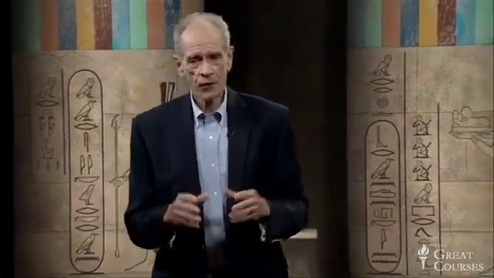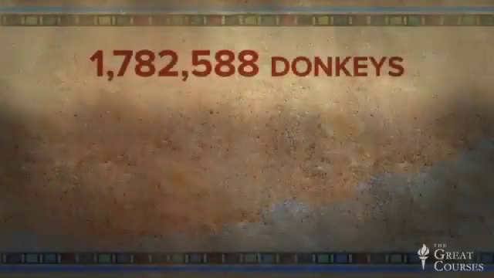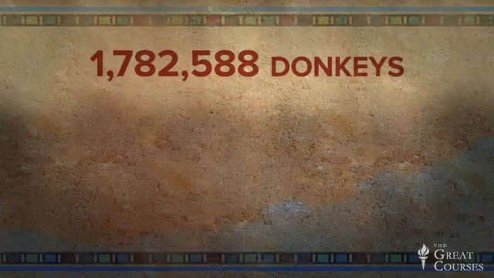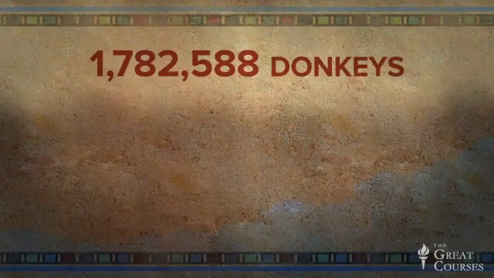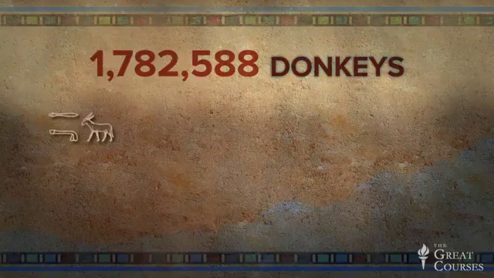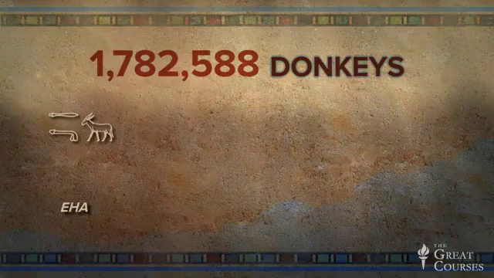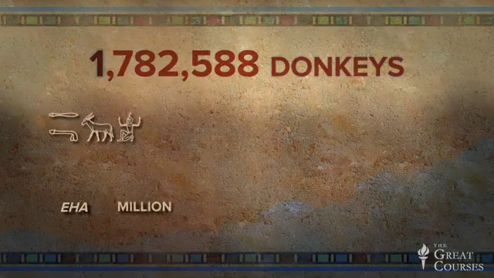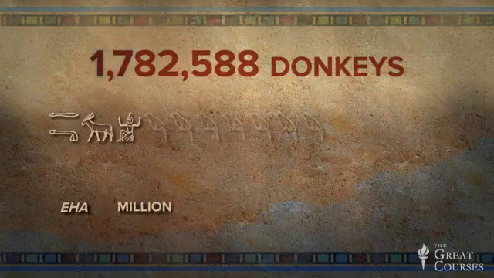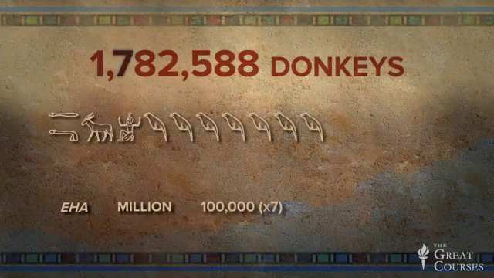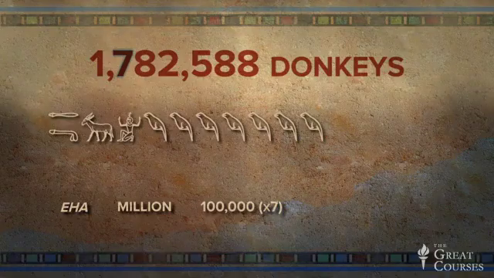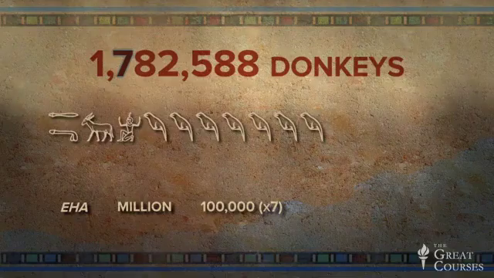So, if we wanted to write 1,782,588 donkeys, we would start with donkey. And remember, it's onomatopoetic. It sounds like a donkey. E'ah. Then we add the million hieroglyph. Next, we need 7 tadpoles for 700,000. Sometimes the tadpoles might be stacked, 4 on top, 3 on the bottom. There's no hard and fast rule.